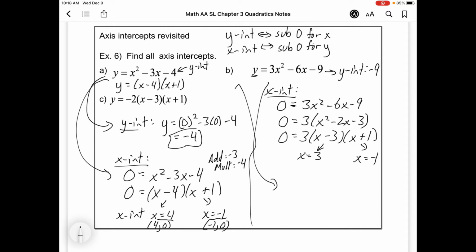You could also have just written this function in factored form. Because it's factorable, I can write it as 3 times (x minus 3) times (x plus 1). And when I look at that by inspection, I know where the x-intercepts are, I know it opens up, and I know it's kind of steep.